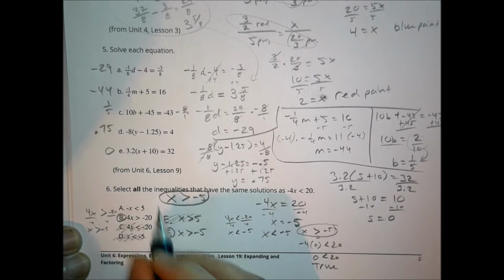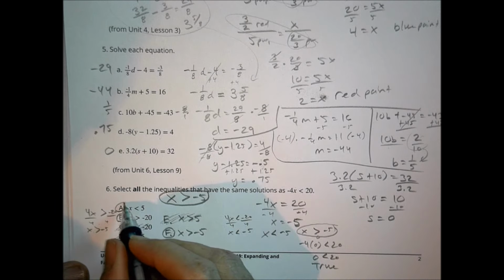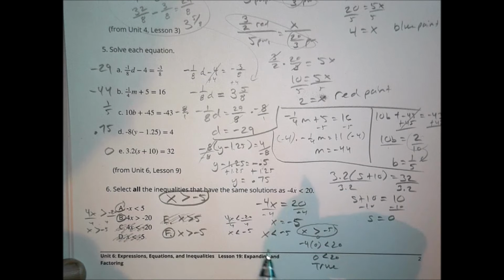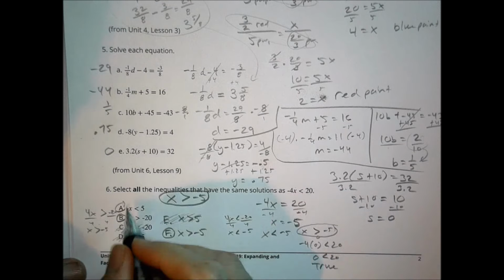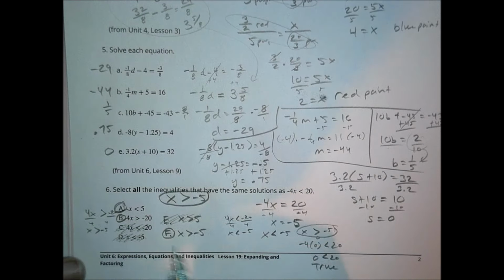And this one here, A, actually does work out, because if I plug a number in and try it out, I'm going to get something that's equivalent. Again, if I put in a value of 0, is 0 less than 5? Yes, it is, and so it works. So A, B, and F are all good solutions for that problem right there. That's it, and we'll see you next time.